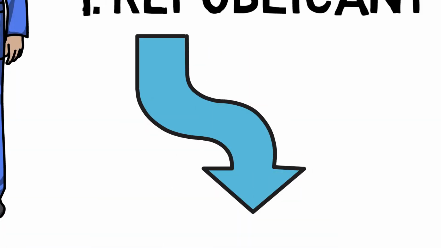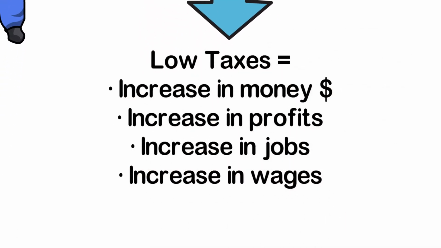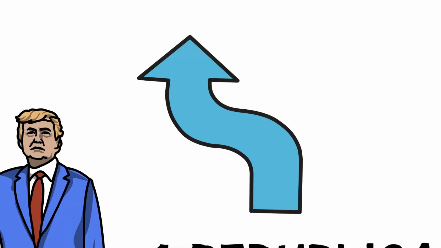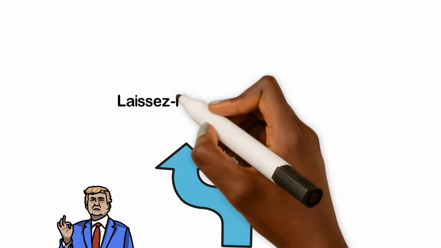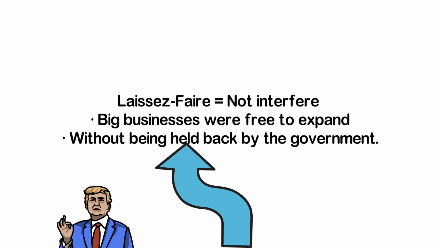If people are not being taxed as much when they receive their wages, it would mean they have more money to spend. This then has a knock-on effect, as if more money is being spent in the economy, it increases supply and demand. If there is then an increase in supply for products, this then creates jobs and provides more opportunities for employment. Another policy is laissez-faire, which means not to interfere, allowing businesses to expand without the government placing restrictions on them.